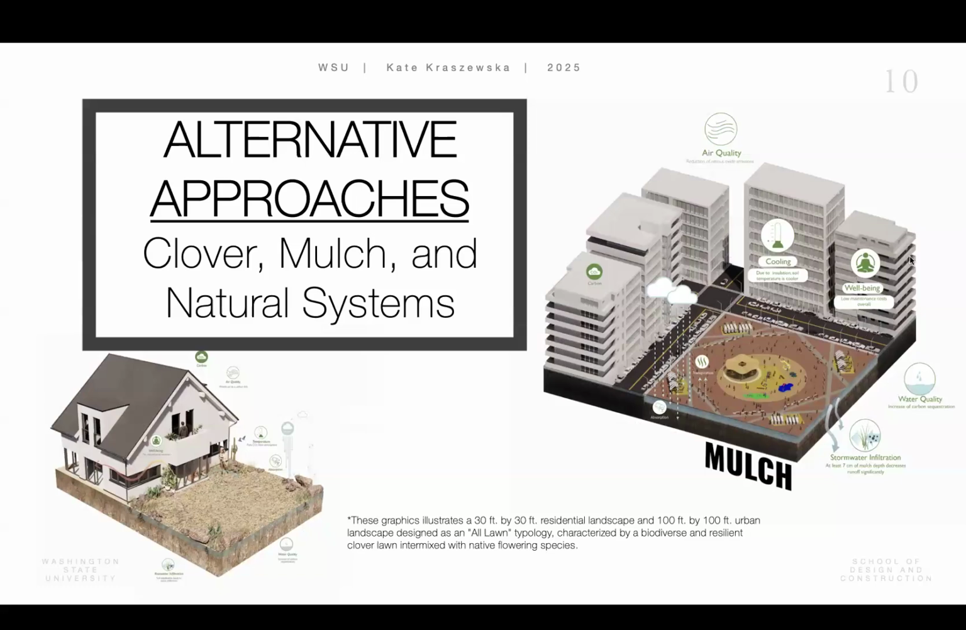Our research also examined 3 alternative approaches. Clover lawns offer eco-friendly alternatives to traditional grass, fixing nitrogen naturally and reducing fertilizer needs while supporting pollinators. However, they're less suitable for high-traffic recreational use. Mulch and rock landscapes provide excellent water management and temperature regulation with minimal maintenance, though they offer limited ecological diversity.